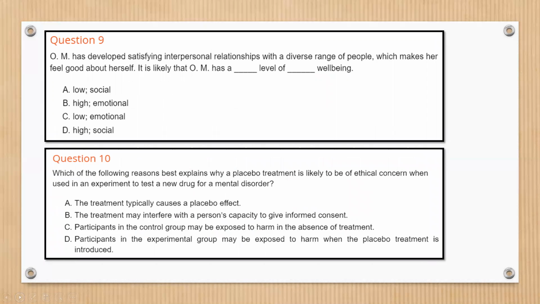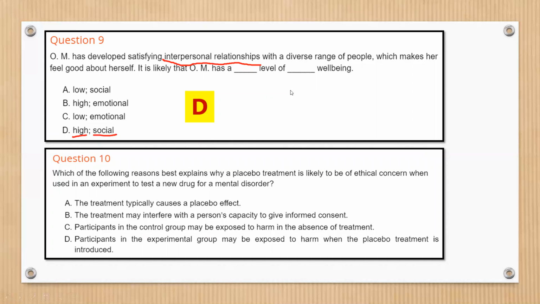Question 9: OM has developed satisfying interpersonal relationships with a diverse range of people, which makes her feel good about herself. It is likely that OM has a something level of something well-being. So obviously when we're talking about interpersonal relationships, those are the relationships that people have between each other. So that's basically how we interact with those around us. And we know that interpersonal relationships would be best connected to social well-being, and that if you've got good interpersonal relationships like OM, you would have a high level of social well-being. So that would be your best answer there.